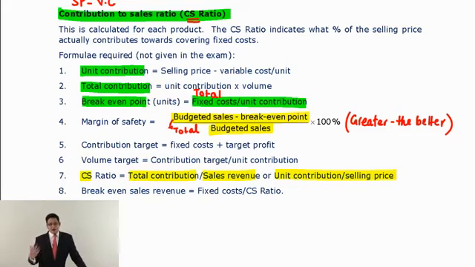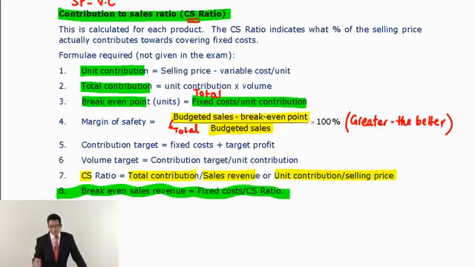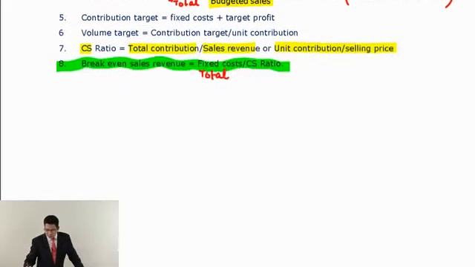And if we are required to calculate the break-even sales revenue, which normally occurs in a multiple product environment in F5, break-even sales revenue equals total fixed cost divided by the CS ratio, and that formula gives us the break-even point in revenue, or in money value. Okay, now let's use some of these with the help of the first example.